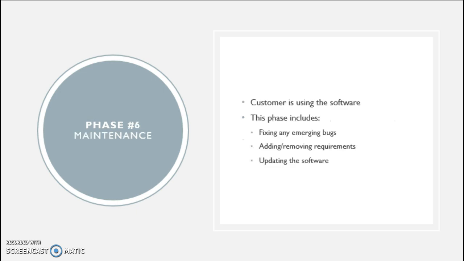Now, the last stage is called maintenance. In this phase, the customer is using the developed software. As issues are found in the program, whether that is due to missing requirements, mistakes, or as new requirements are requested by the customer, the program goes through changes to improve.